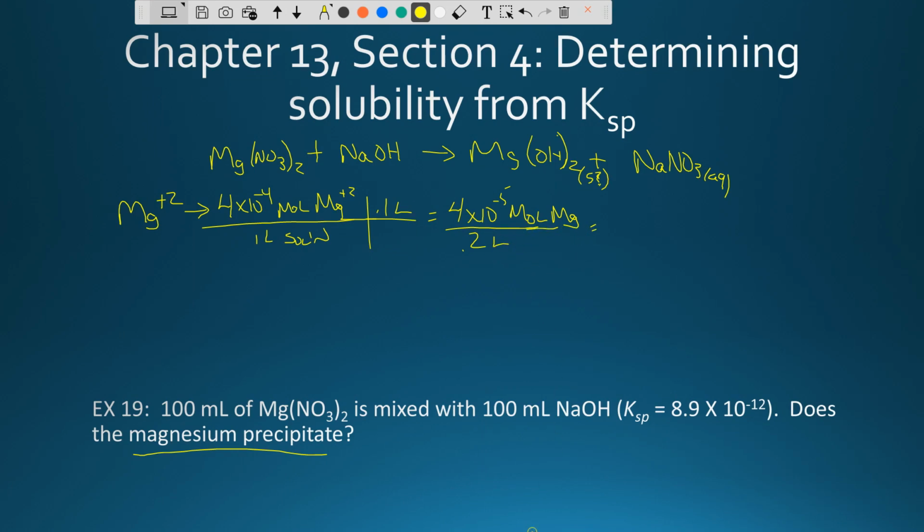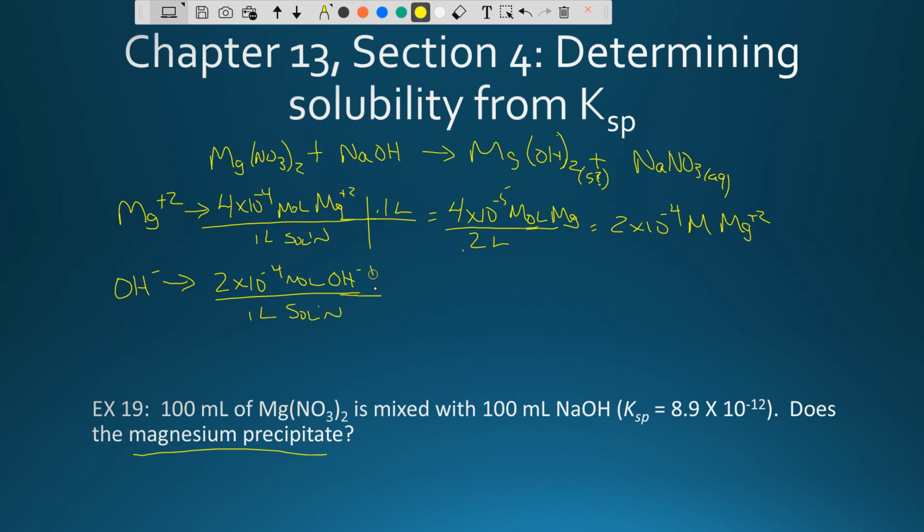Okay, and so that ends up dividing that answer by 0.2, and so 4 times 10 to the -5th divided by 0.2 will give me 2 times 10 to the -4th, and that's the strength of my magnesium. Okay, so let's now take a look at the other component, which would be my hydroxide, because that's the thing I'm going to be analyzing here. And I see that my hydroxide is going to be 2 times 10 to the -4th moles of hydroxide in a liter of solution.